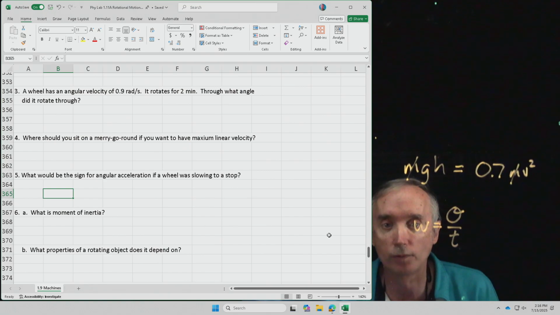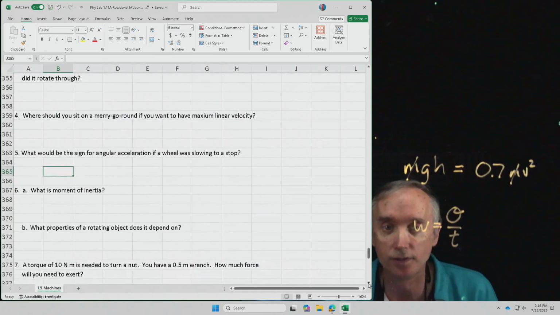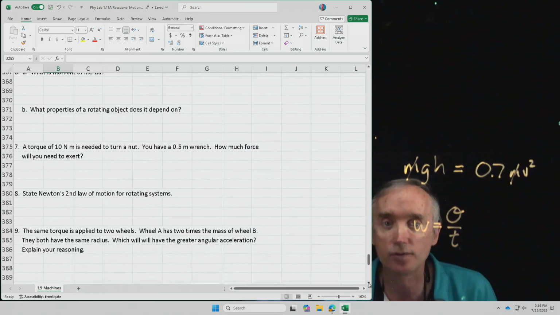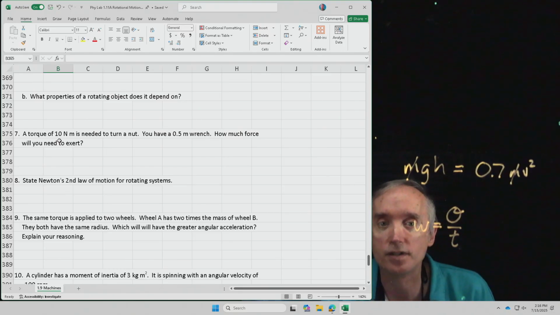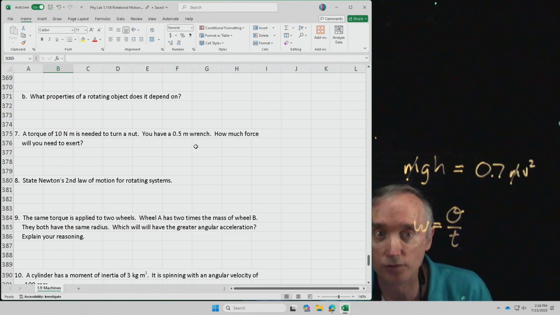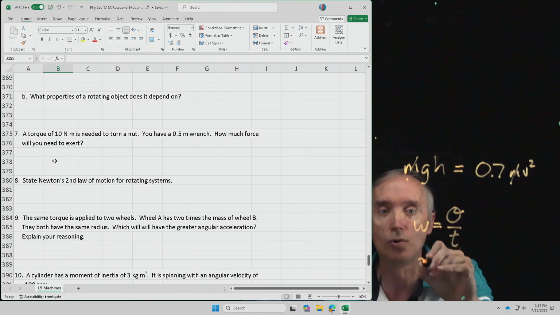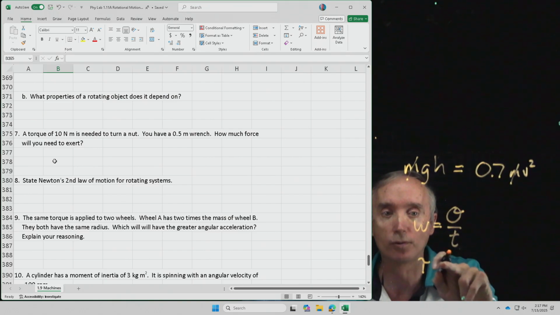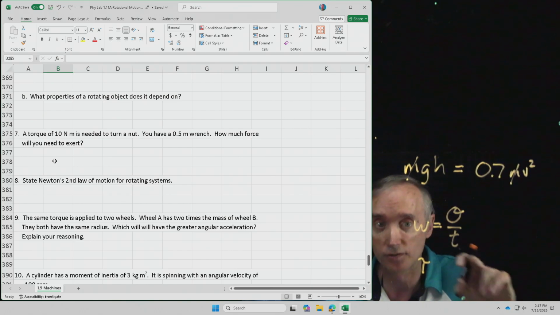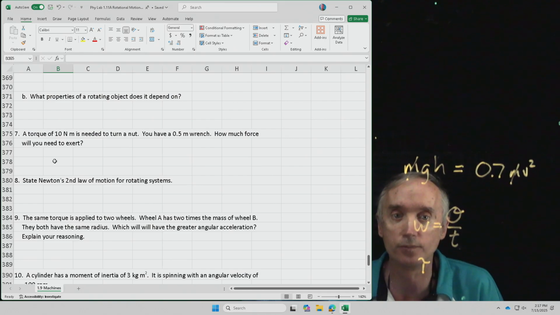Number 6, what is the moment of inertia? What properties of a rotating object does the moment of inertia depend on? So what letters does it depend on? Number 7, a torque of 10 newtons is needed to turn a nut, and you have a 0.5 meter wrench. How much force do you need to exert? So there's going to be a formula for torque, and it's also going to involve the radius and the force. So use that one to solve that question.